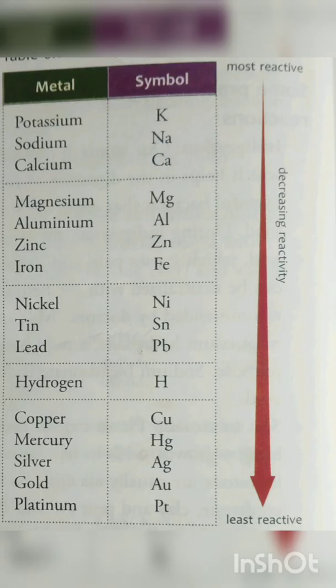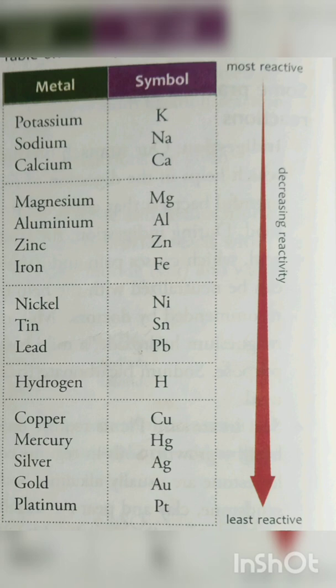So from the metal activity series, we come to know that as we move down the metal activity series, the reactivity of the metals decreases. Potassium is the most highly reactive metal and platinum is the least reactive metal. Metals above hydrogen in the metal activity series can displace hydrogen both from water and acids, whereas metals below hydrogen in the metal activity series cannot displace hydrogen.